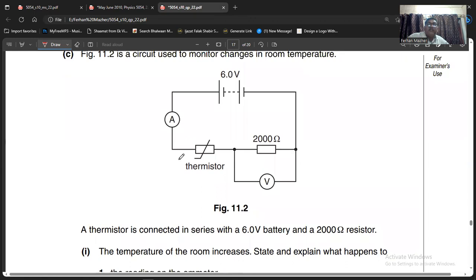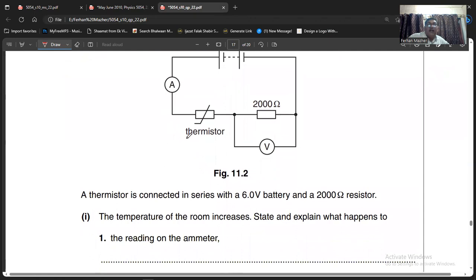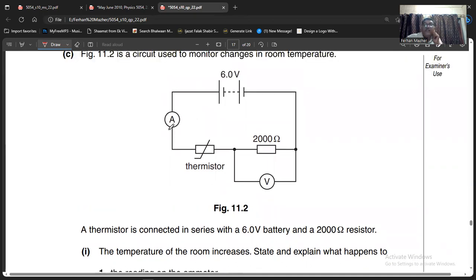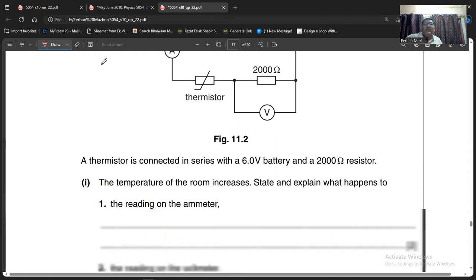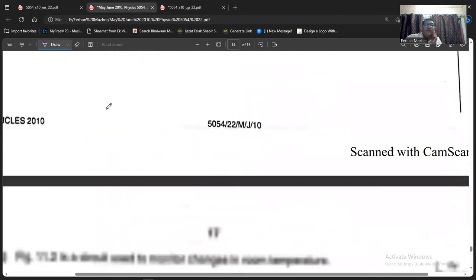As the temperature increases, the resistance of the thermistor will decrease. And as its resistance decreases, the total resistance of the circuit will become less. So the current from the battery will increase, so the reading on the ammeter will increase. Again, when the temperature increases, the resistance of the thermistor decreases, so the total resistance of the circuit becomes less. So now a larger current will come out of the battery, and so the ammeter reading will increase. It's a 2 marks question.